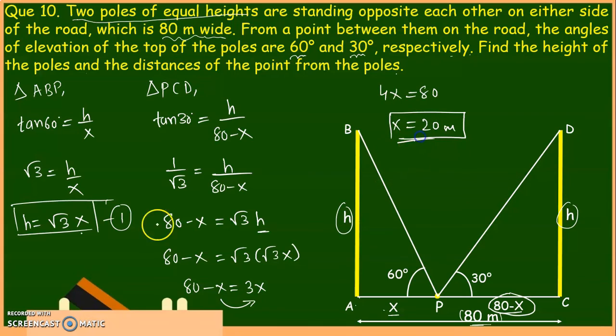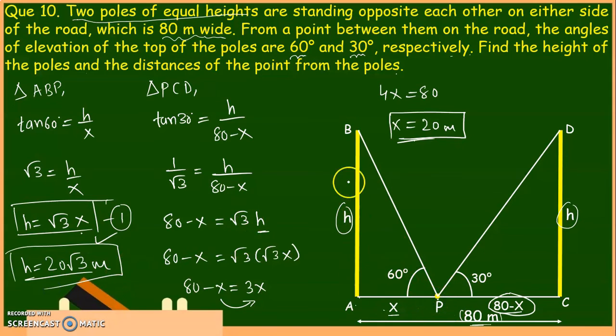And if you put the value of x in equation number 1, here we will get h equal to 20 root 3 meter. So this is your answer. The height of the pole is 20 root 3 meter, and the distance of point P from this first pole, that is AB, is equal to 20 meter. So the distance of this point from the second pole will be equal to 80 minus 20, so this will be 60 meter. So these are the distances of point P from both the poles.